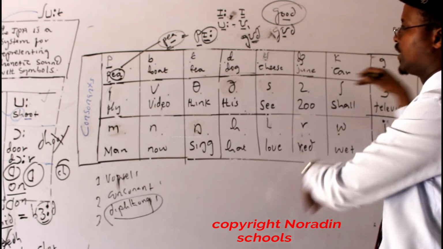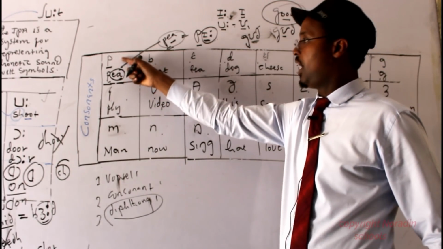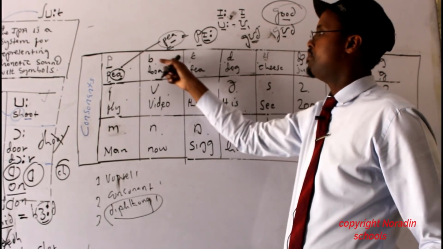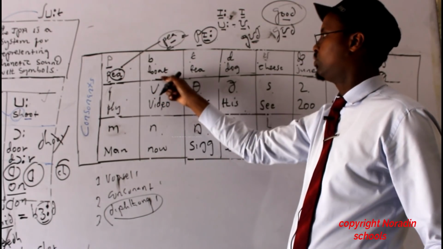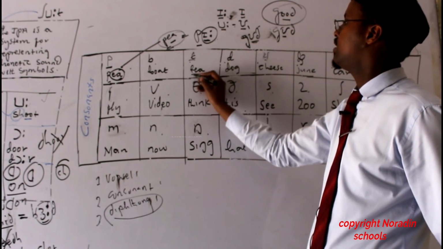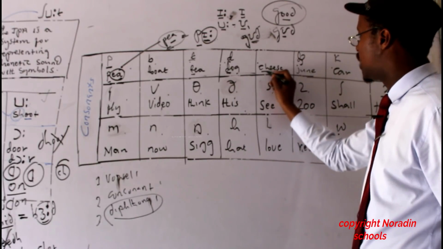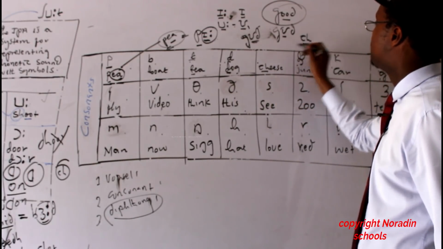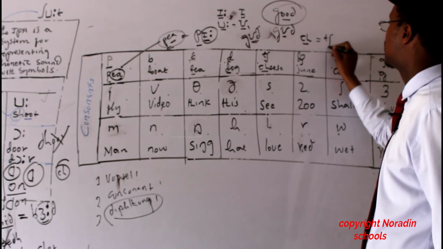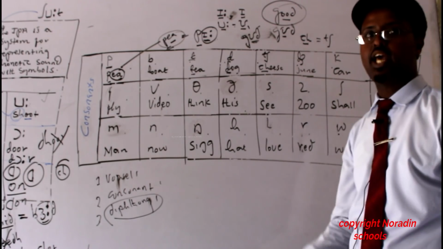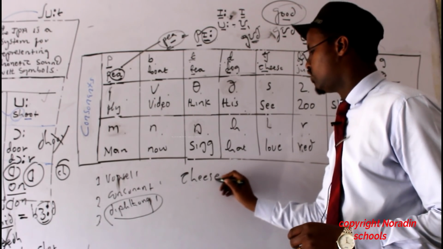So let me quickly read. P never changes. P like in pot. T never changes. D never changes, dog. This one changes. That CH becomes like T and sh. It becomes like that. So for example, if a teacher asks you to write the word cheese.